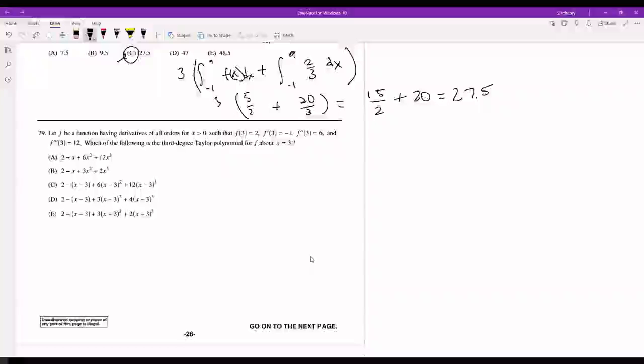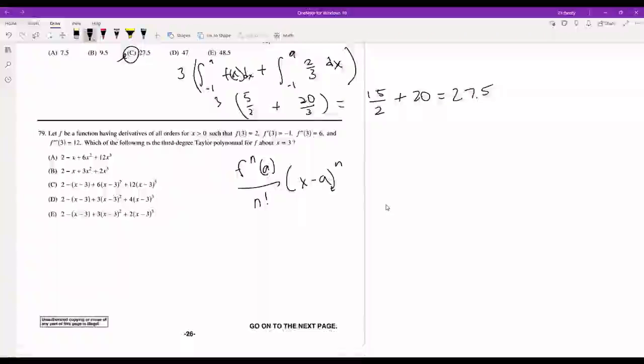So the Taylor polynomial goes in the form: the nth derivative of f at a, over n factorial, times x minus a to the nth power. And so we can just plug that in here. 0 factorial and 1 factorial are both 1.